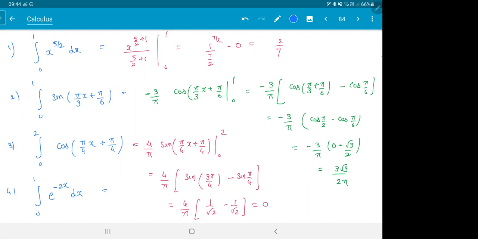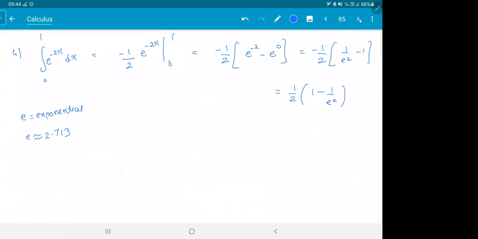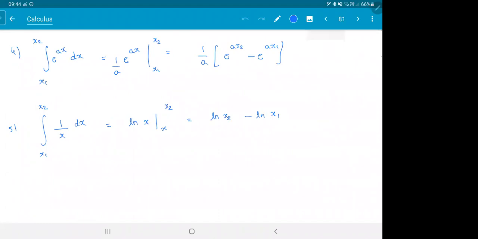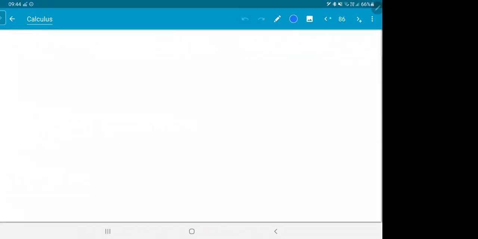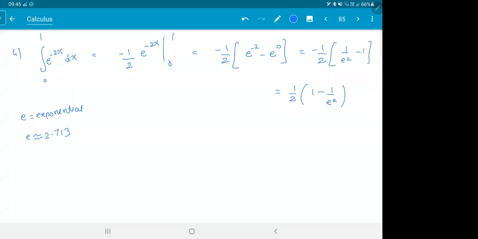Next one, see, e power minus 2x is this one. What was the formula for e power ax? So all formulas only e power ax 1 by a into e power ax. So in place of a we have minus 2. That's why you're getting that minus half there. It is 1 by a into e power ax, so a is minus 2. If you want, I can write like this here, minus 2. Check it out. Any doubts in the fourth one?